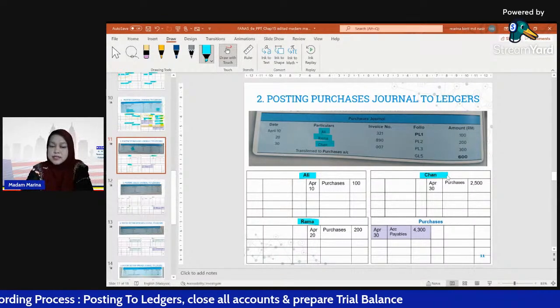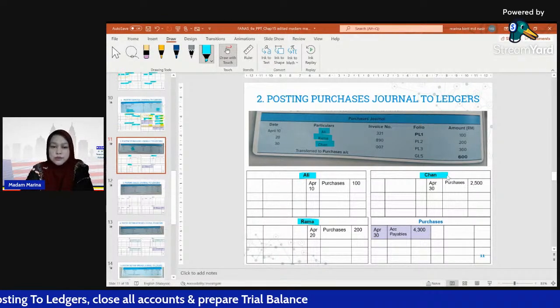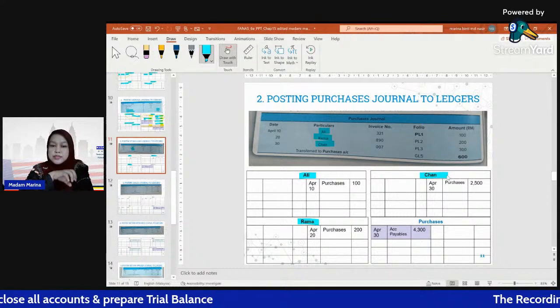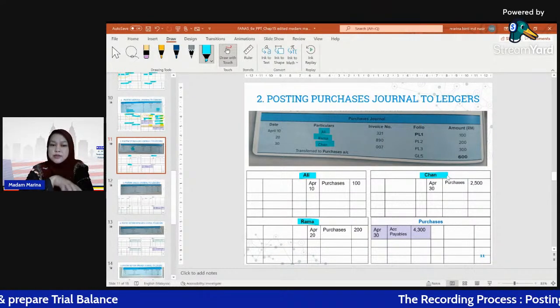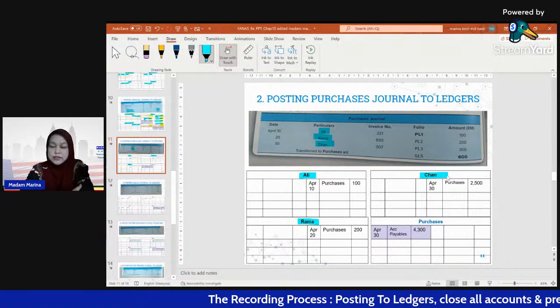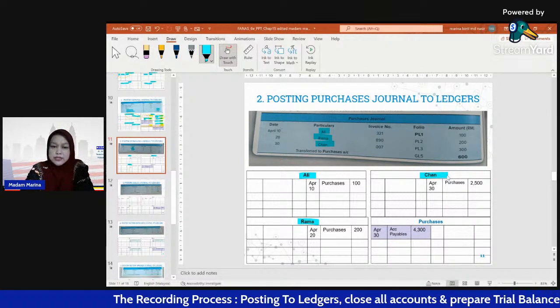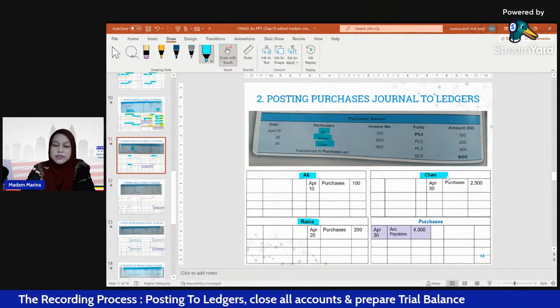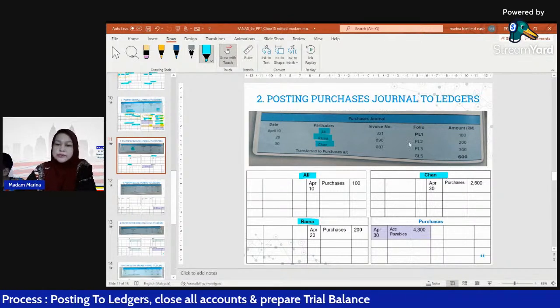Okay, the purchases ledger. Who is under our purchases ledger? Which accounts are under it? Ali, Rama, and Chan. How do we record this transaction? We have to post one by one.